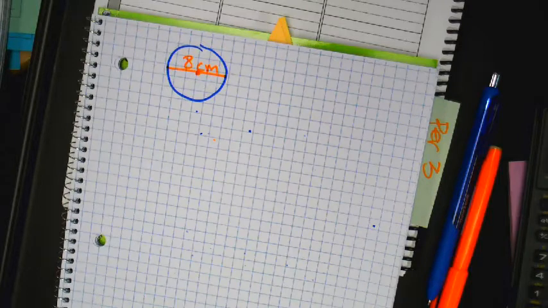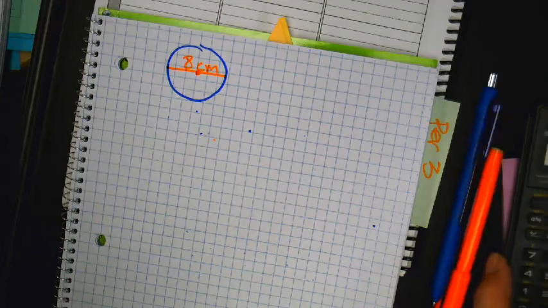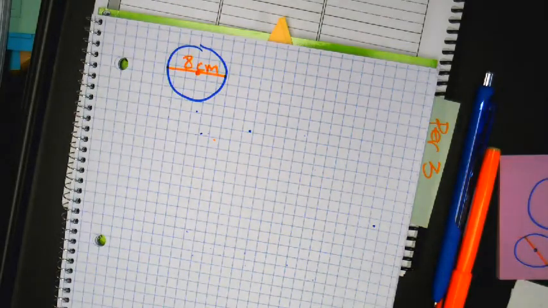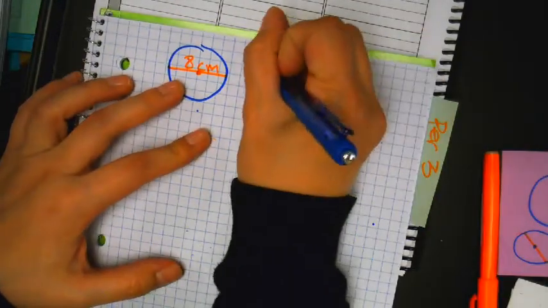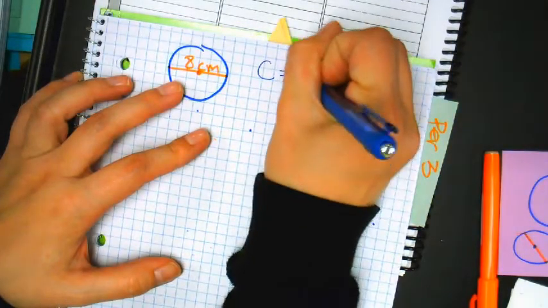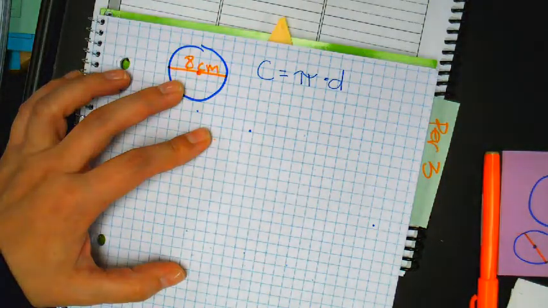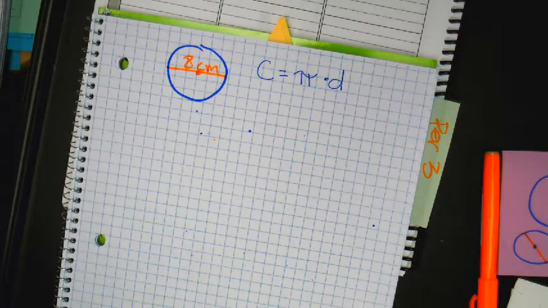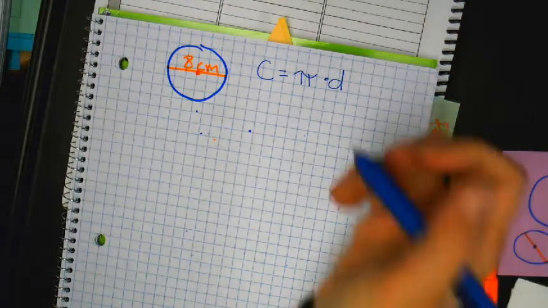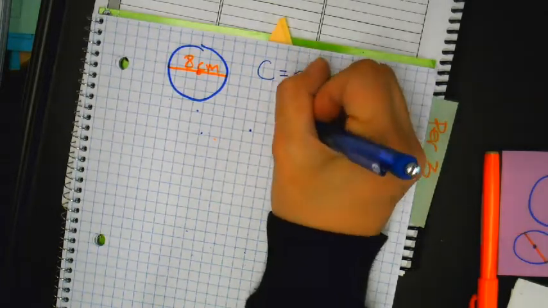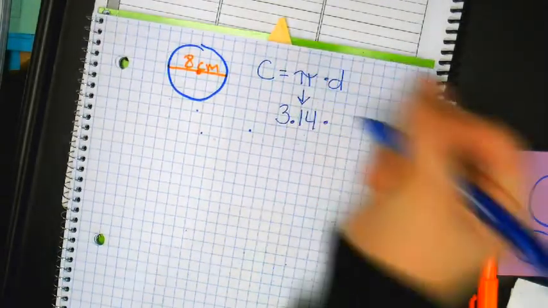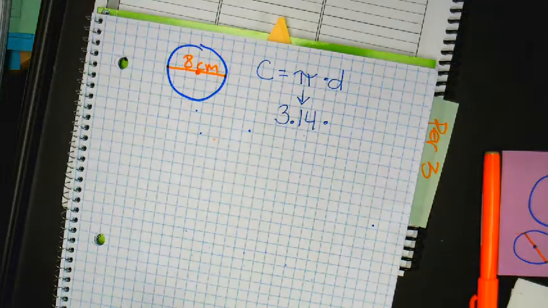Okay, that's good. But she needs a calculator. Just place it there. Let's see. Okay. Circumference is equal to pi times d. What is pi? 3.14. Okay. The more you write it, the more it will hopefully stick in the brain. Times. What's the diameter of the circle? 8.